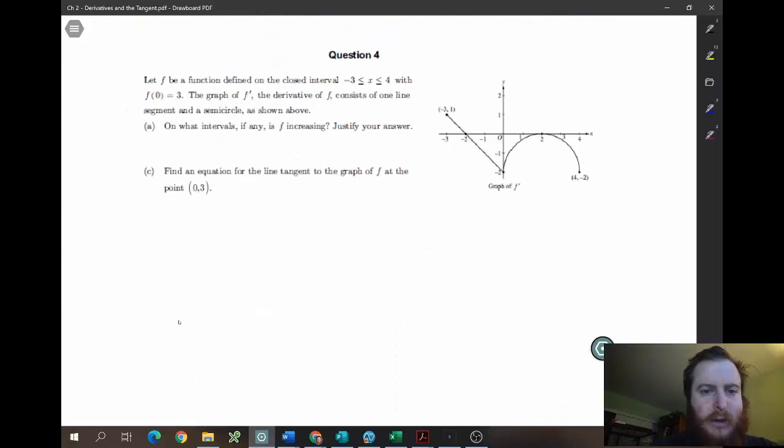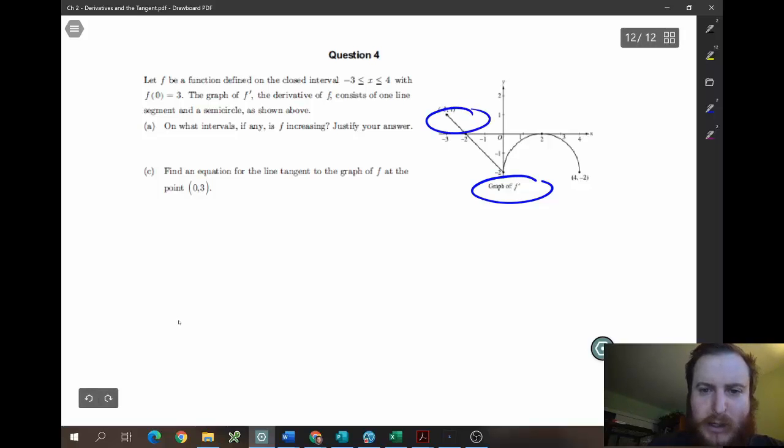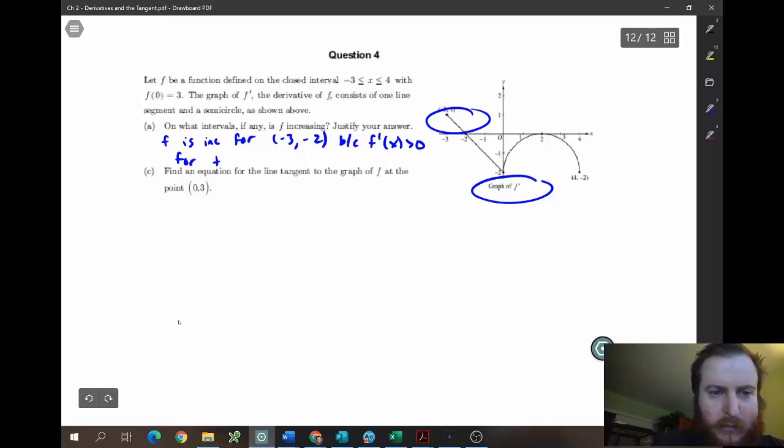On what intervals, if any, is f increasing? And so we're given a graph of f prime. So for A, when f prime is positive, then f would be increasing. So f is increasing for -3 to -2 because f prime of x is greater than 0 for that interval.